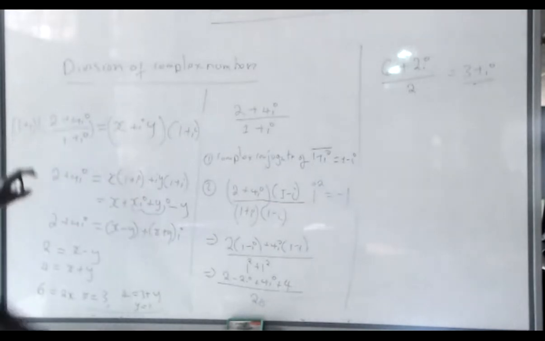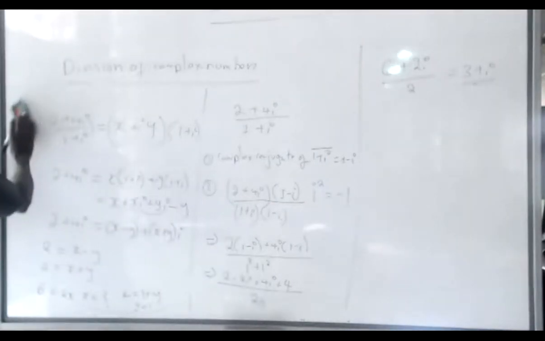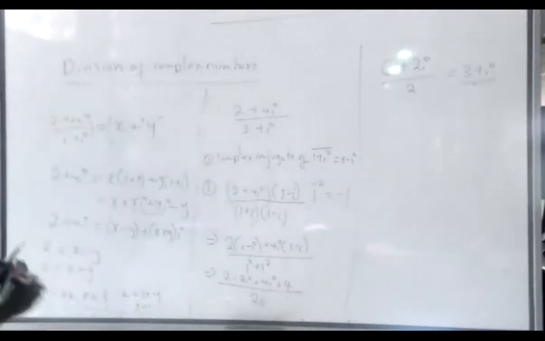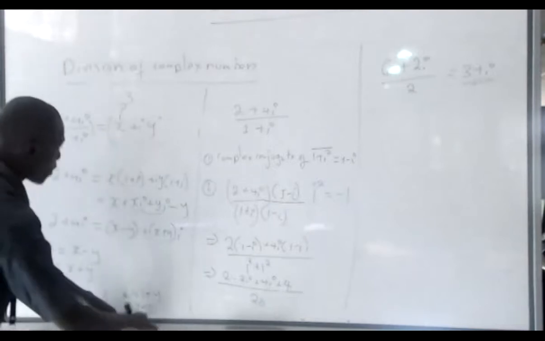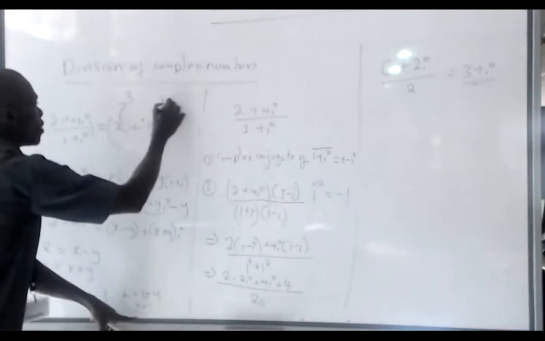So initially I had let the fraction be x plus iy. But now this x we found as 3, and the y we found as 1.